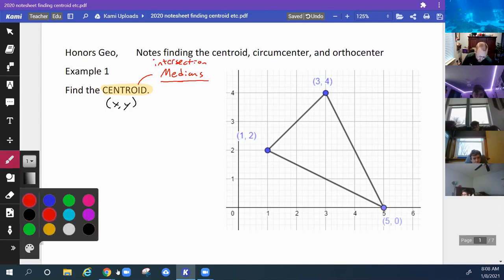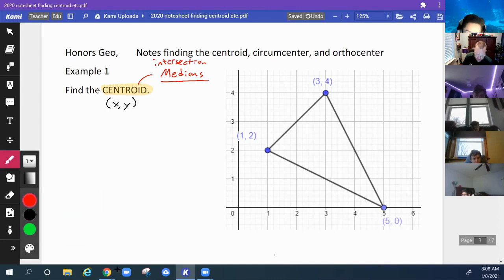So when we're thinking about this, we got to remember what medians are. A median is from a vertex to the midpoint of the opposite side. So that's what we're looking for. We're looking for the segment that connects the vertex to the midpoint of the opposite side. So what I'm going to do is draw in those.